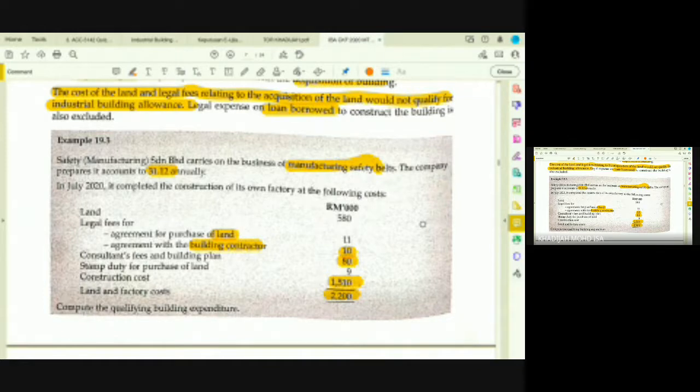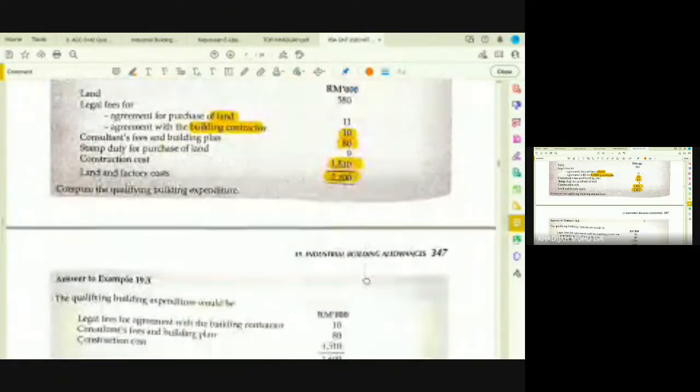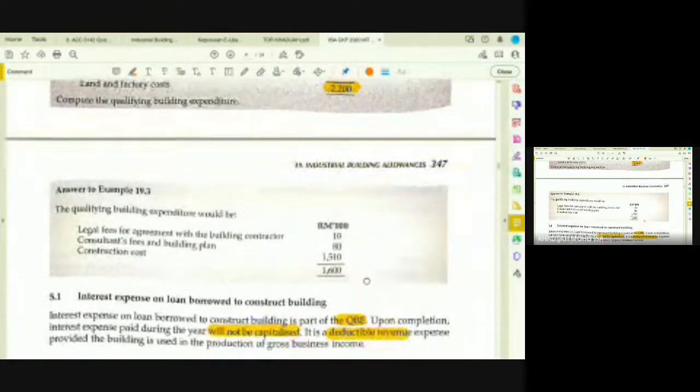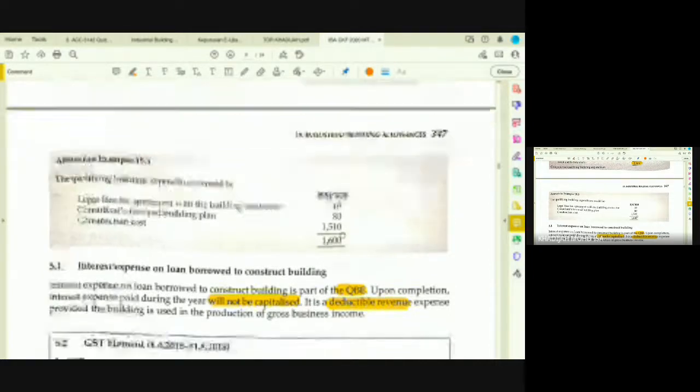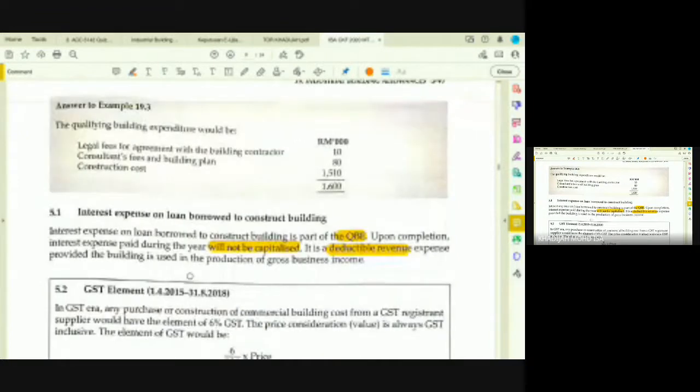So that one is excluded. And you have the construction cost of 1510. So taking 1, 2, 3 items only, out of 2.2 million, only 1.6 is your qualifying building expenditure. As I mentioned earlier, interest expense on loan borrowed to construct.